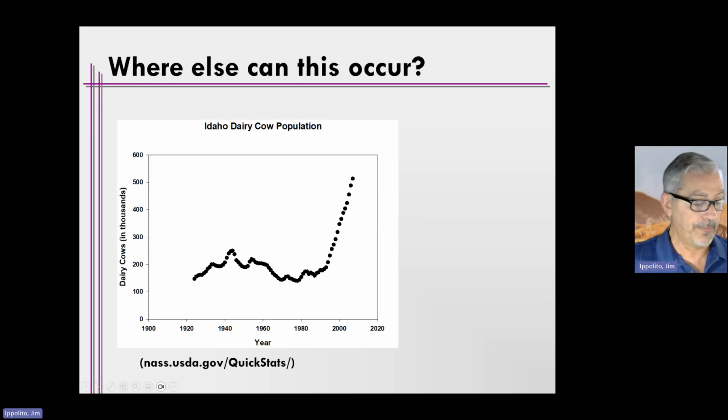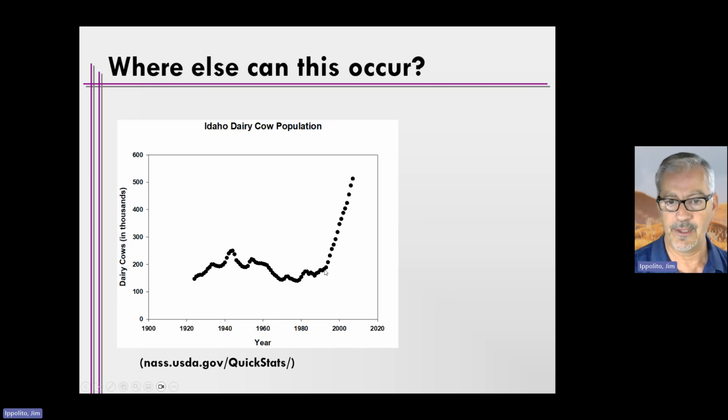Where else can this occur? So I want to share with you a story about Idaho. I spent 10 years of my career in southern Idaho, where this is what happened with the dairy population. It sort of bounced along, this is in thousands of head of dairy cows. It bounced around 200,000 head.